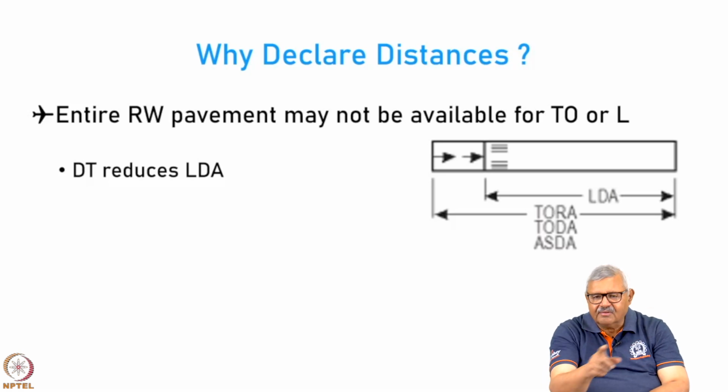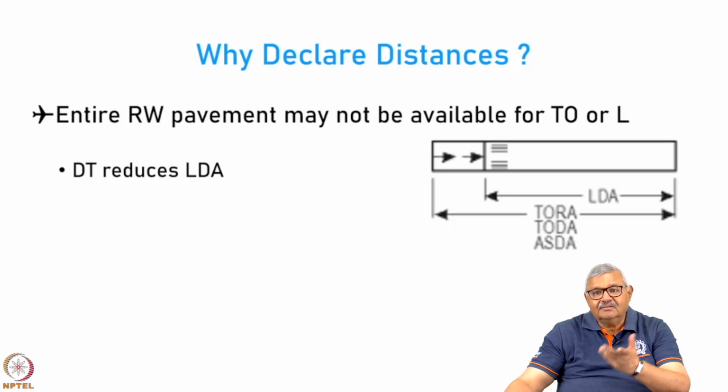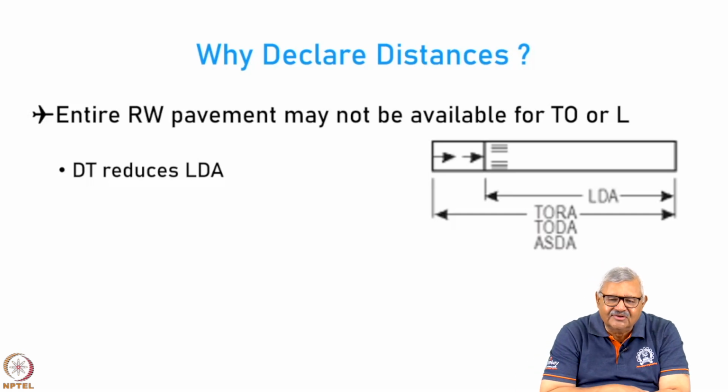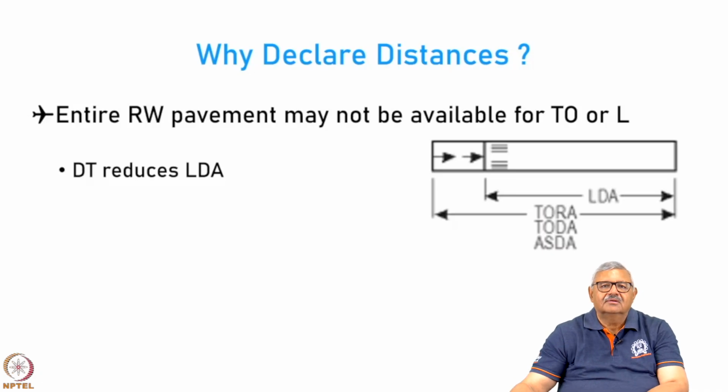But if you are landing from the left to right, then you cannot use the displaced threshold length, and therefore the presence of a displaced threshold reduces the landing distance available. But there may not be a displaced threshold at the runway. As I said, threshold is displaced only to take care of obstacle clearance in the approach path of the aircraft, and you may not have obstacles. So, therefore, you don't have to displace the threshold. In fact, a displaced threshold basically means that certain resources of the runway which could be used for landing cannot be used. So, it is like a small loss actually.